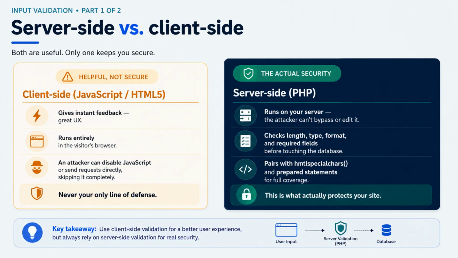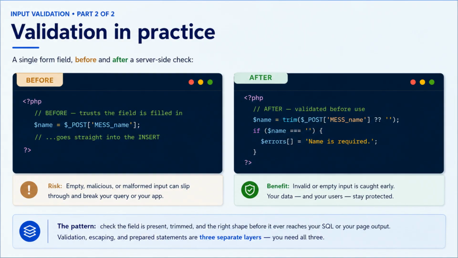Server-side validation in PHP runs on the server, where the visitor can't bypass, disable, or edit it. This is the layer that actually decides whether data reaches the database or gets echoed to a page, checking required fields. Walk through the before/after code, side by side.